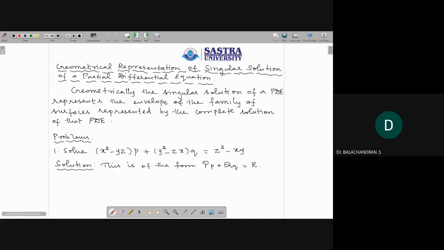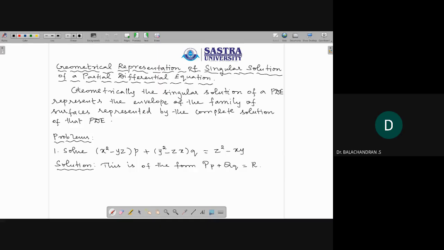Okay. So next, I am going to give you some of the problems in Lagrange's equation and some 2 problems in PDE. And then if time permits, I'll solve at least 1 or 2 problems again in higher order PDE. Okay, so this is 2 more questions.